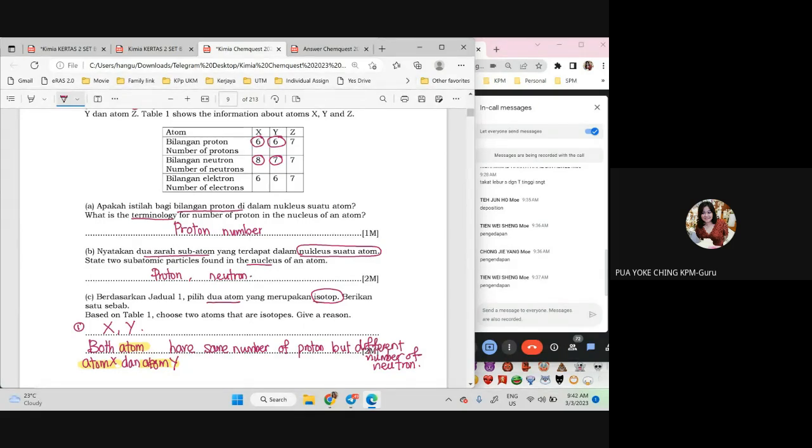Okay. So, ini kena jaga. Kalau explain why. Kalau tanya definition, maksud isotop, this one tolong hafal lah. Isotop is atoms, ini tak boleh kurang, of same element with same number of proton but different number of neutron.